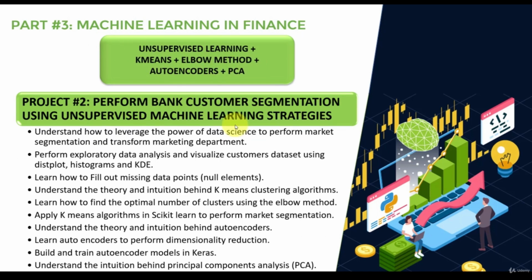In the following project, which is project number 2 out of part number 3 of the course, we will learn how to perform what we call unsupervised machine learning strategies. So we are going to leverage the power of data science in general to perform what we call market segmentation. So we are going to have data about our customers that visit a specific bank or deal with a specific bank, and we are going to try to cluster these customers into different groups, and that's what we call unsupervised machine learning clustering or segmentation.